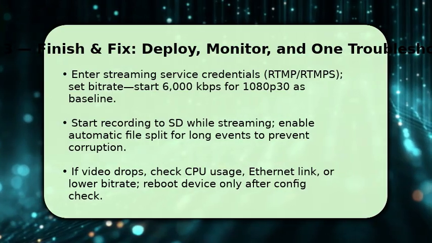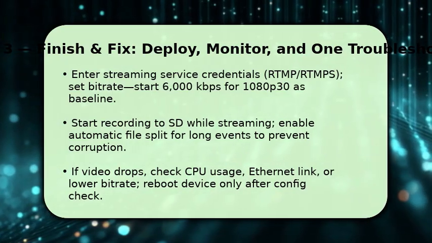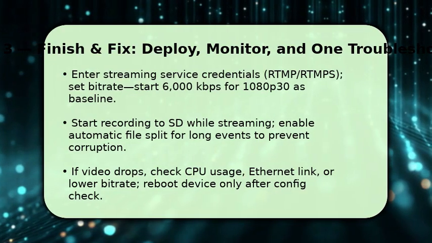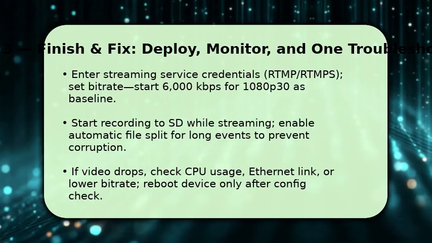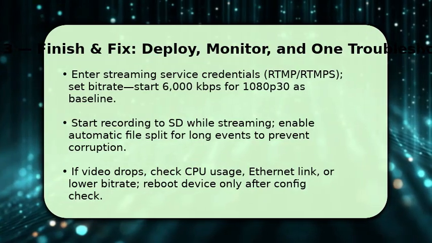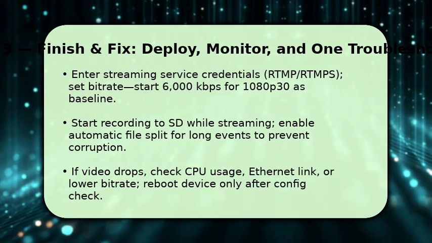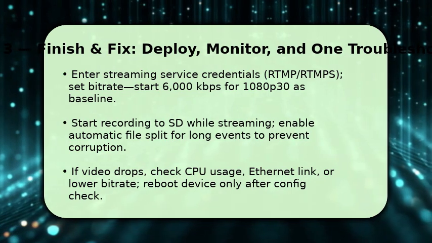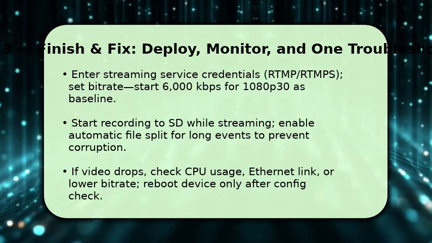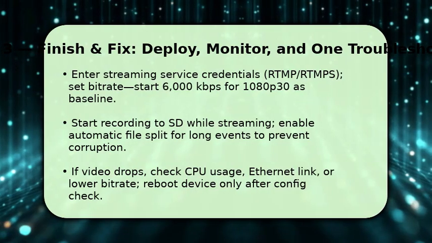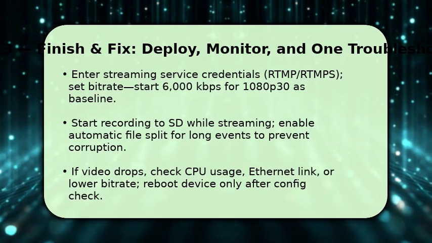Once configured, press stream and record, monitor status icons, and chat/stream health. If the stream degrades, first check Ethernet connection and bitrate use, then inspect CPU/encoder load. Only reboot after validating cables and settings. This quick troubleshooting tip prevents needless reconfiguration.